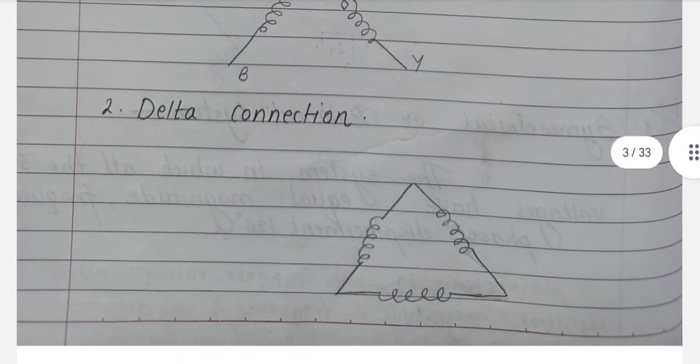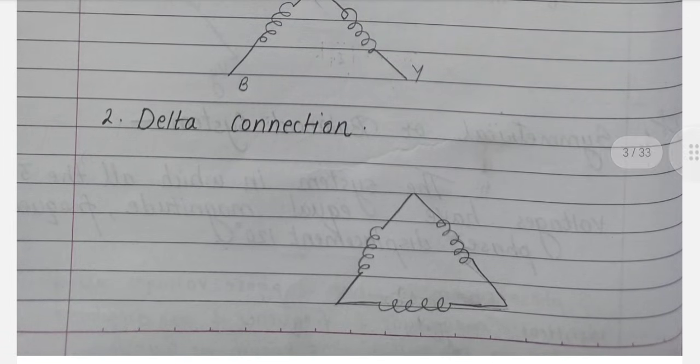Then we have delta connection. See, it will look like this, R, Y, B, you can label it. So what will be its definition? In delta connection, the end of one phase winding is connected to the start of the next, forming a triangular or the delta configuration, we can say. I hope you are getting the concept.